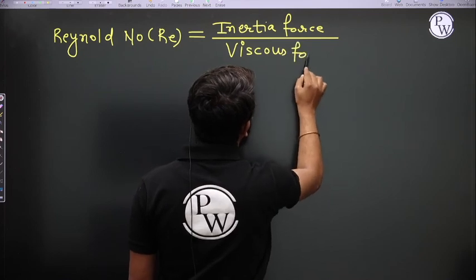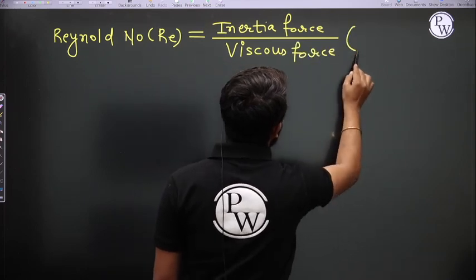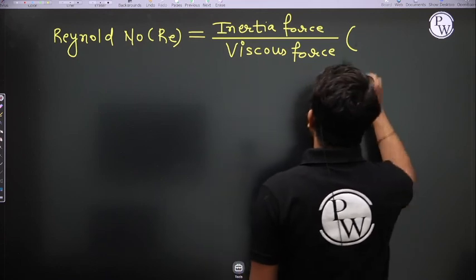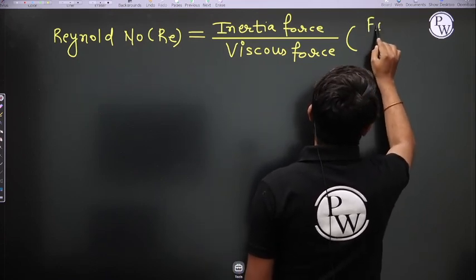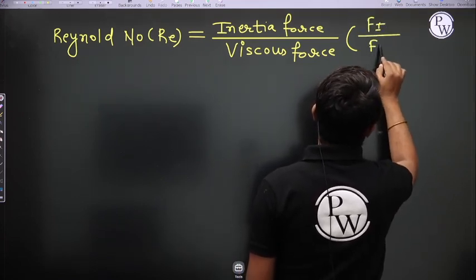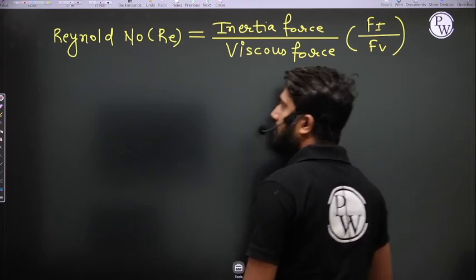Ratio of inertia force to viscous force. What is the inertia force? That inertia force is Fi. What is the viscous force? That viscous force is Fe.